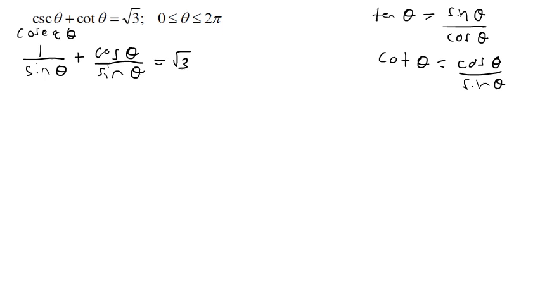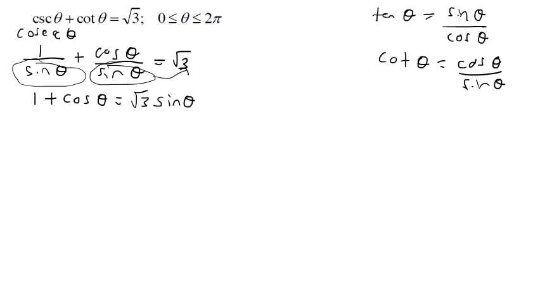equals to 3. And notice that the denominator, both of them are sine. So we can bring this sine to the right hand side. So 1 plus cos theta equals to 3 sine theta. So in terms of equation, we can rewrite 3 sine theta minus cos theta equals to 1.